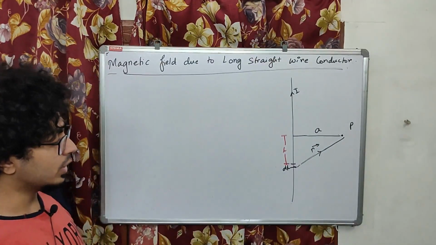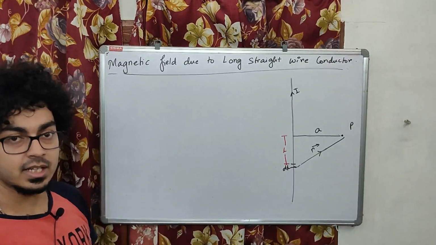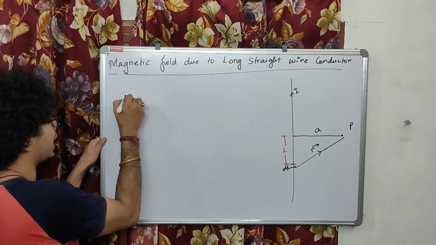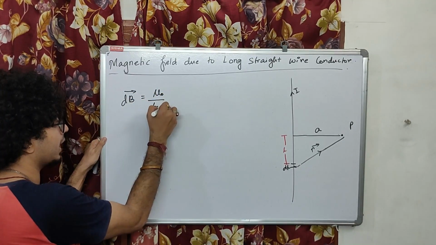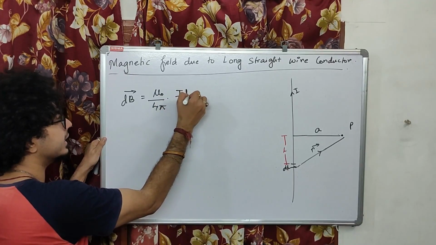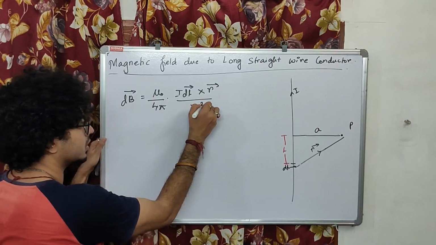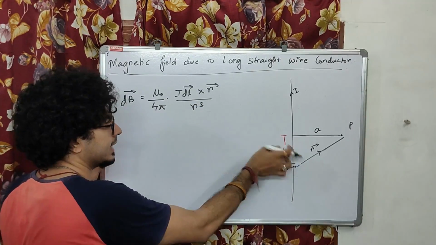So what is the magnetic field at point P due to this long straight current carrying conducting wire? Okay, so from Biot-Savart law, what do we know? From Biot-Savart law, dB is equal to mu naught by 4 pi, I dl cross r by r cube, right? This is all we know. I is the current and dl is this element.